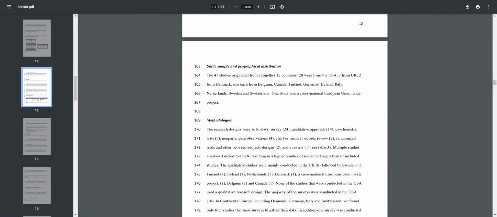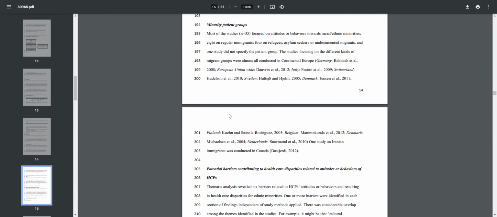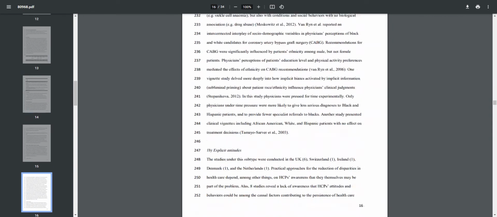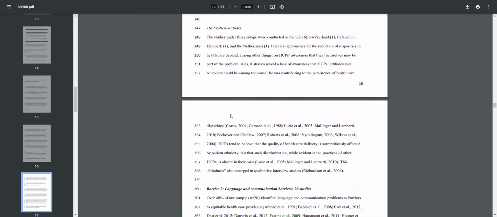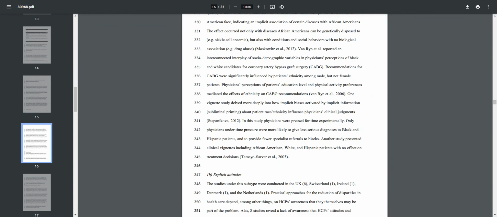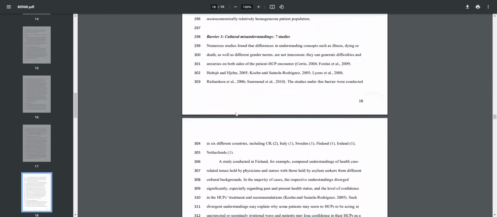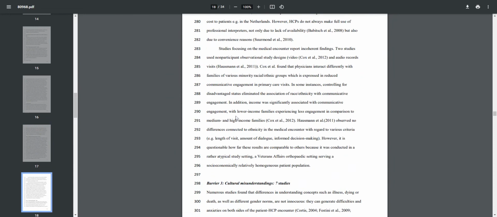Sometimes you may find some relevant information in the results, but usually results can be a bit technical, and so sometimes you may not find very useful results for whatever your purpose is. But that's not to say you should discount it. You could still read it and see if there is good information you can pick from there. But usually, you want to go to the introduction and the discussion.